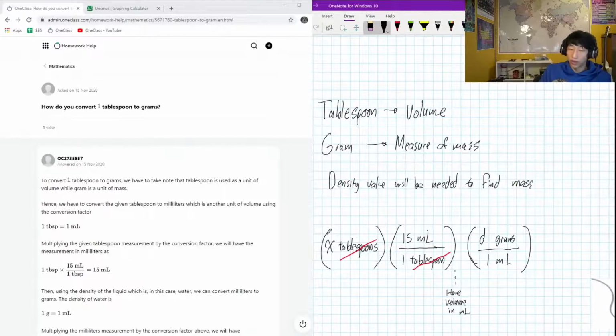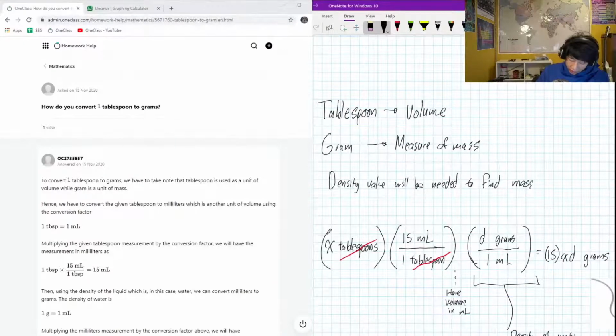But liquid metal is going to be a lot higher for density, and gas is going to be a lot lighter for density. Different liquids will have different densities as well, but this will give you 15 times x times the density. So x is the number of tablespoons, d is the density, and this will give you the grams. So yeah, this will be how you convert, but the density depends on your material. Density of material in tablespoon.